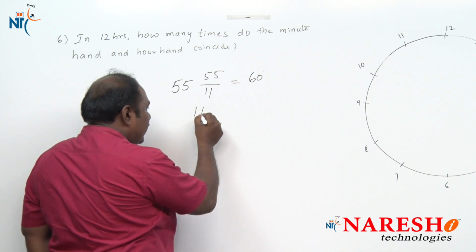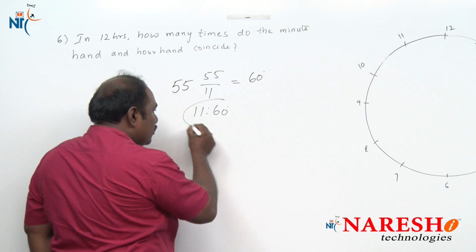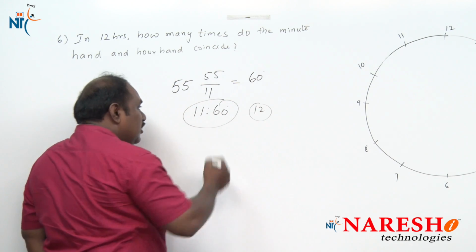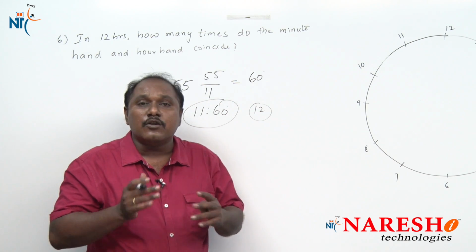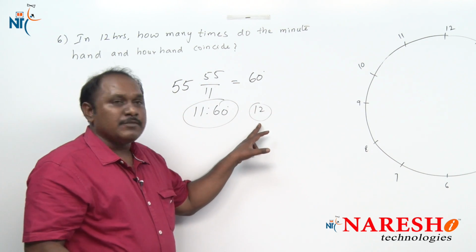But we do not have any time called 11:60, so the time should be 12 o'clock. But according to the question, it is in between 11 o'clock and 12 o'clock. So I cannot take 12 as my answer.